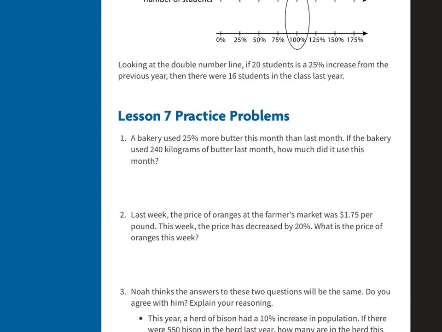Same thing with number 2. Last week the price of oranges at the farmer's market was $1.75 per pound. This week the price has decreased by 20%. So you can go $1.75 times 20% and subtract that from $1.75. Or you can start with 100%, minus 20% is 80%, and then just go 80% times $1.75, and that will be your answer. Remember, always email me if you have questions.